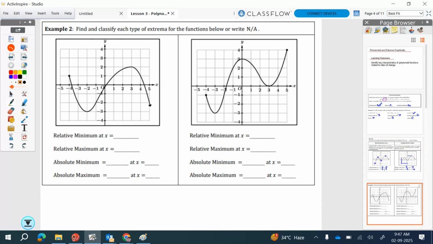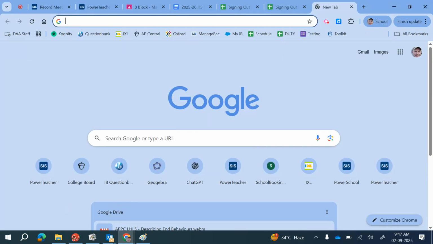Example 2. Discuss with the person next to you, have a go at this question, see if you can write down the answers, then we'll run through them in a second. Wait, sorry, can we go back for a second? I missed something.